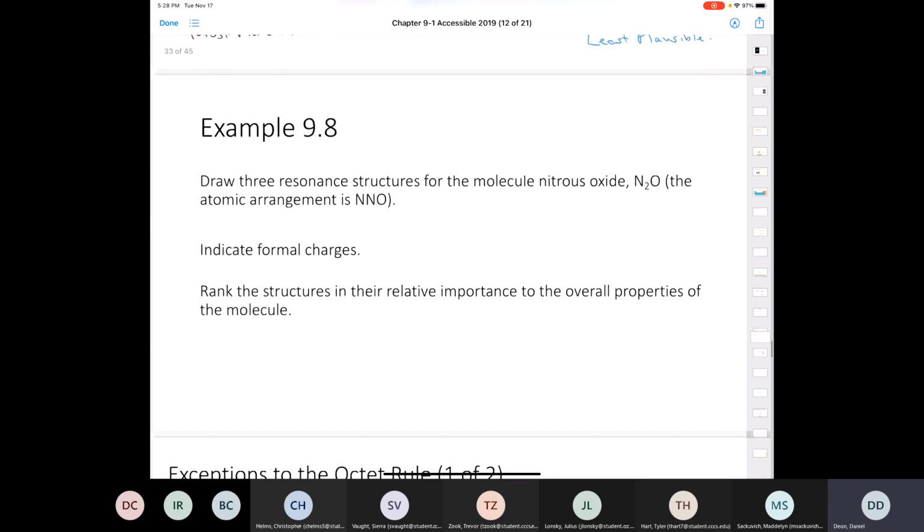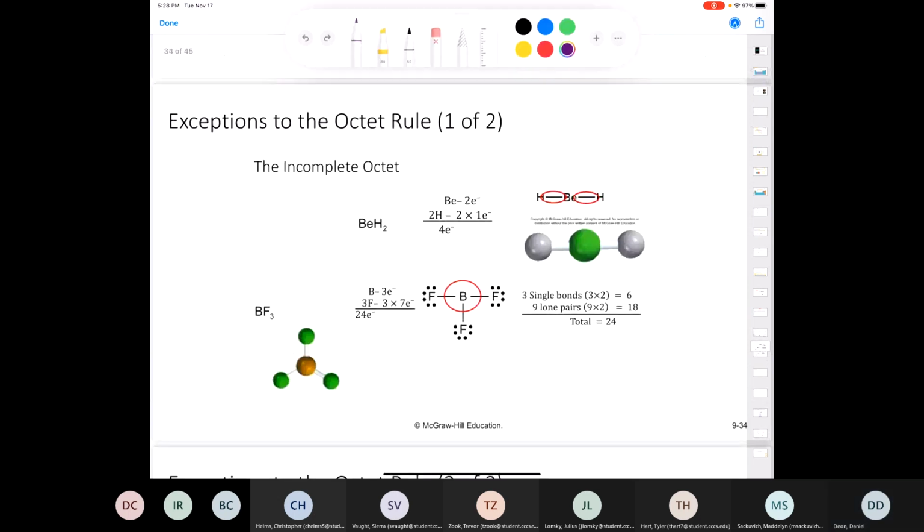I focused a lot on the octet rule during the last lecture and a little bit this evening. The exceptions to the octet rule can be summed up in 3 possibilities, okay? The first one is the incomplete octet. So let me just list them here. Exceptions are: incomplete octet, that's one. The second one is an odd number of electrons. And the third would be exceeding the octet rule. So those are the three possibilities for exceptions to the octet rule.